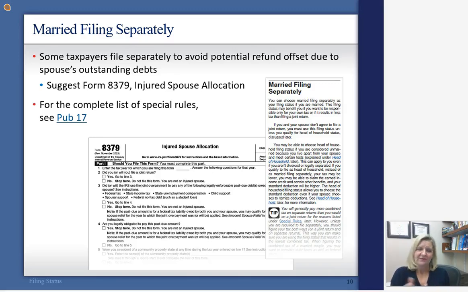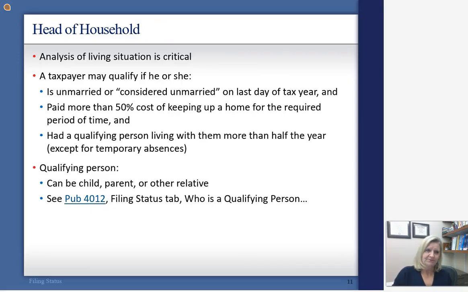So like I said, sometimes you have a situation where one of the spouses has an outstanding debt. The way to protect against that is to suggest to the client that they file Form 8379, which is the injured spouse allocation. That isn't necessarily a guarantee that the spouse who doesn't have the debt will get money, but that spouse may get some money back. It's just dependent on how it's allocated. So if they do decide to do a joint return, you could file this form.